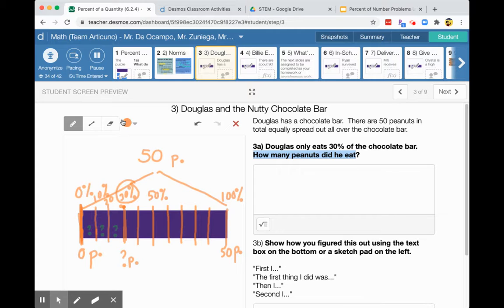So we know that each of the tiny boxes represents 10%. Here's 10% right here. Here's 10% right here. Here's another 10% right here, 10%, and so on. All of these little boxes are 10%, okay? You don't have to label every single one of these, but I just want you to understand that all of these are 10%, okay? So the question is, how do we figure out what goes in each of these boxes? How many peanuts goes here? How many peanuts goes here? How many peanuts goes here, here, and here, and here, and so on, okay?